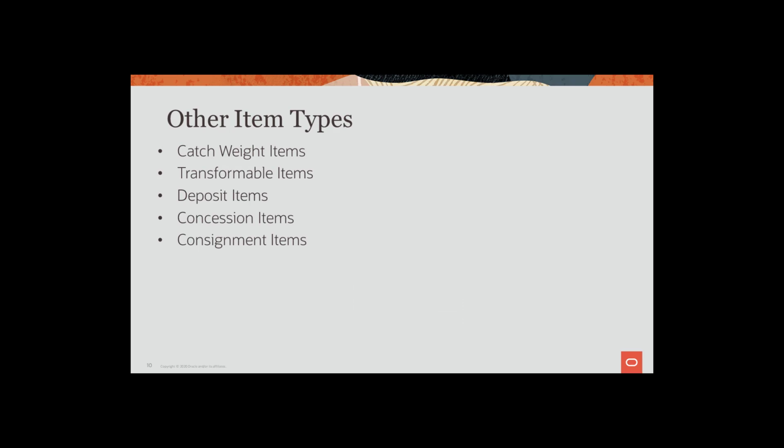Merchandising also supports several other special types of items, including catch weight, deposit, consignment, concession, and transformable items. Catch weight items are used to manage products where a retailer is ordering a product of a normal weight, for example 20 pounds of apples, but typically paying the vendor by the weight of the product received, which could be 20.1 pounds of apples. A transformable item is an item that can be ordered as one item and then broken into smaller items to be sold in stores.